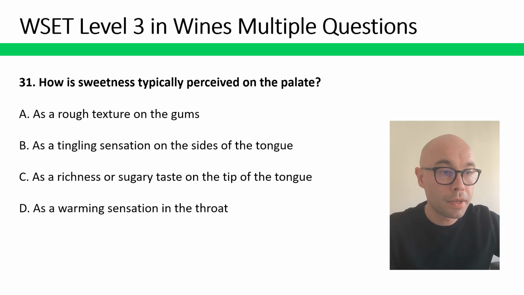How is sweetness typically perceived on the palate? As a rough texture on the gums, as a tingling sensation on the side of the tongue, as a richness or sugary taste on the tip of the tongue, as a warming sensation in the throat. The correct answer is C, as a richness or sugary taste on the tip of the tongue.